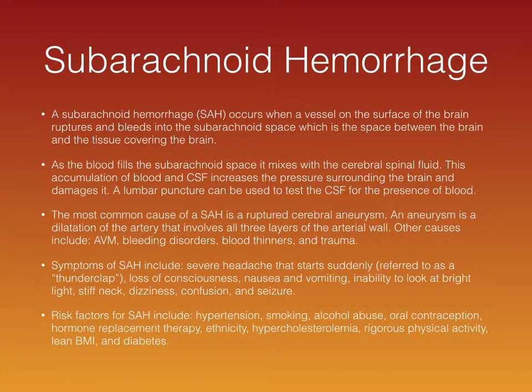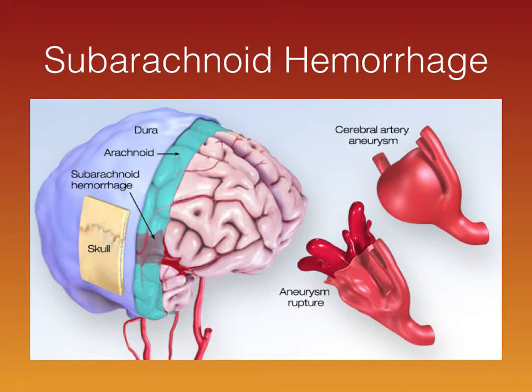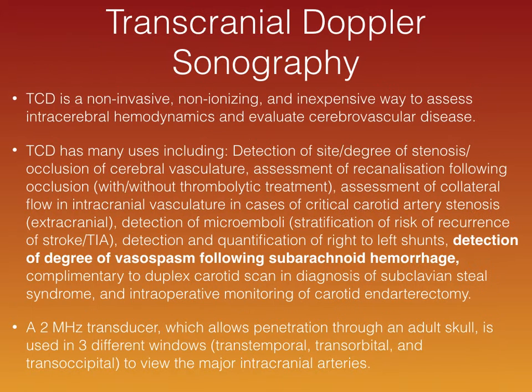dizziness, confusion, and seizure. Risk factors are similar to those of intracerebral hemorrhage, and others include oral contraception, hormone replacement therapy, ethnicity, hypocholesterolemia, rigorous physical activity, lean BMI, and diabetes. So you can see here, this is a picture of a cerebral aneurysm and the rupture of the aneurysm, and that blood filling into the subarachnoid space.